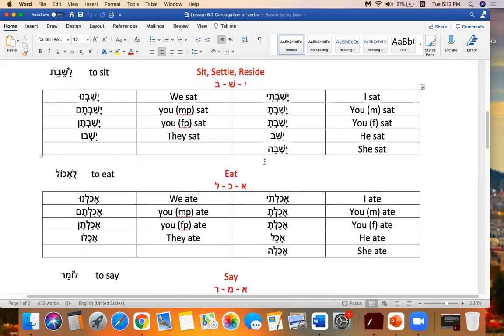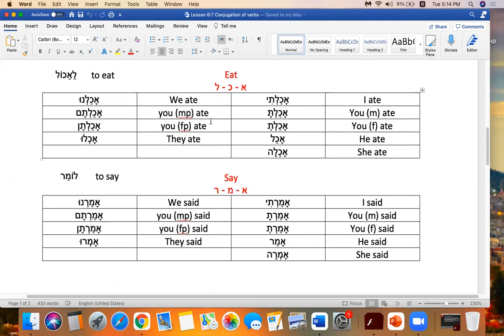Sit, settle, or reside. You can use any of these, depending on the sentence. To sit is lashevet. I sat, yeshavti. You, yeshavta. You feminine, yeshavt. He sat, yeshav. She, yashva. We, yeshavnu. You masculine plural, yeshavtem. You feminine plural, yeshavten. They sat, yashvu. By now you realize that on the you plurals it's tem and ten, because the pronoun for you masculine plural is atem, and for you feminine plural is aten.